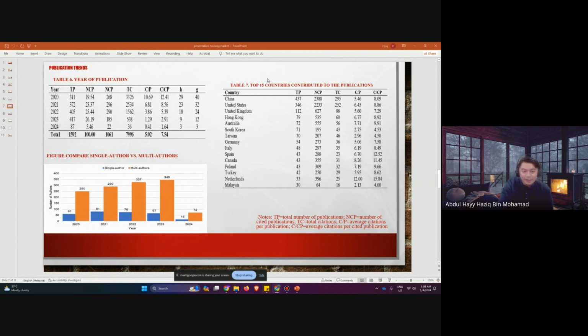Okay, and then the top 15 countries contributing in terms of this keyword, which is market price, the housing market or housing price, is China with 437, and then United States, followed by United Kingdom. Malaysia is also here, and Malaysia published 30 total publications within these almost 5 years.